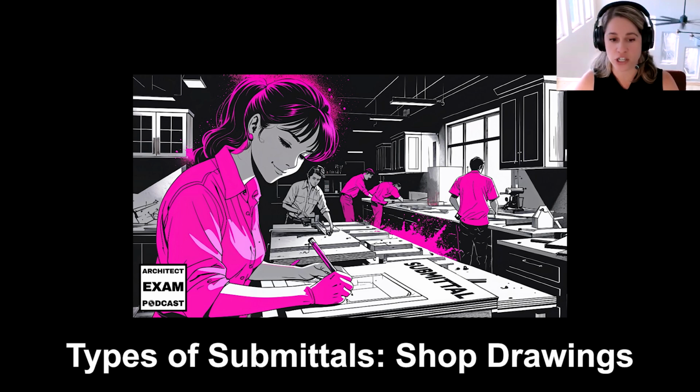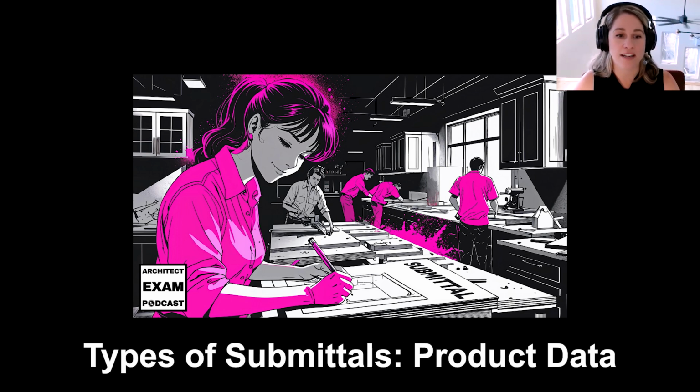Things like a steel structure, a cabinet, maybe railings, or even a glass curtain wall system. Anything that needs to be specifically tailored to a project needs a shop drawing. The next example for submittals is product data.